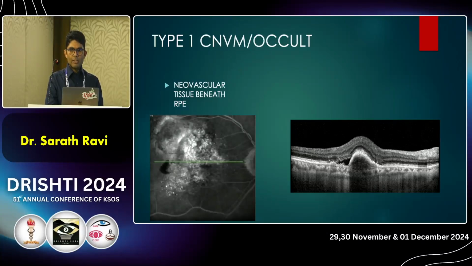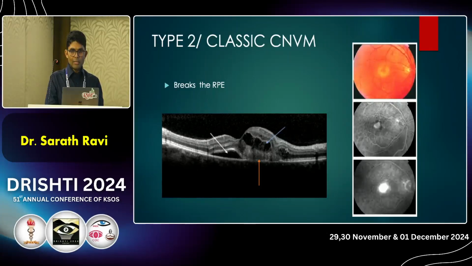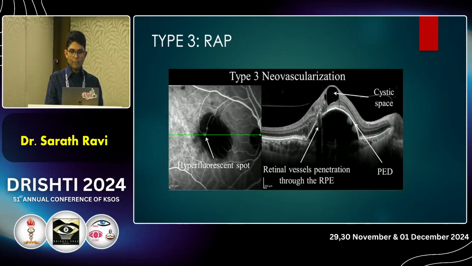A type 1 CNVM is the one that is located below the RPE, that is between the RPE and the Bruch's, and you have a hyperreflective material along with subretinal fluid, and the FA showing a speckled hyperfluorescence. Whereas a type 2 CNVM is usually located above the RPE in the subretinal space along with subretinal fluid and intraretinal fluid, and on FA it shows the classic lacy pattern of leak.